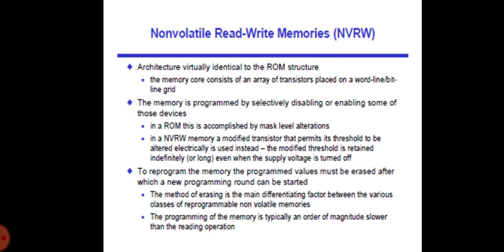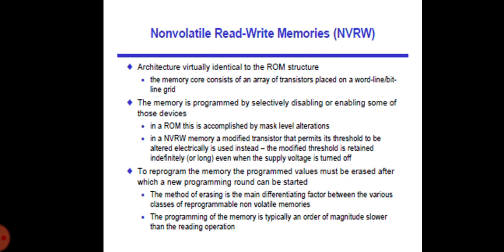Now let us move on to non-volatile read-write memories. The architecture is virtually identical to the ROM structure, and the memory core consists of an array of transistors placed on a word line grid, and the memory is programmed by selectively disabling or enabling some of those devices. So it is a ROM that is programmed by mask level alterations.